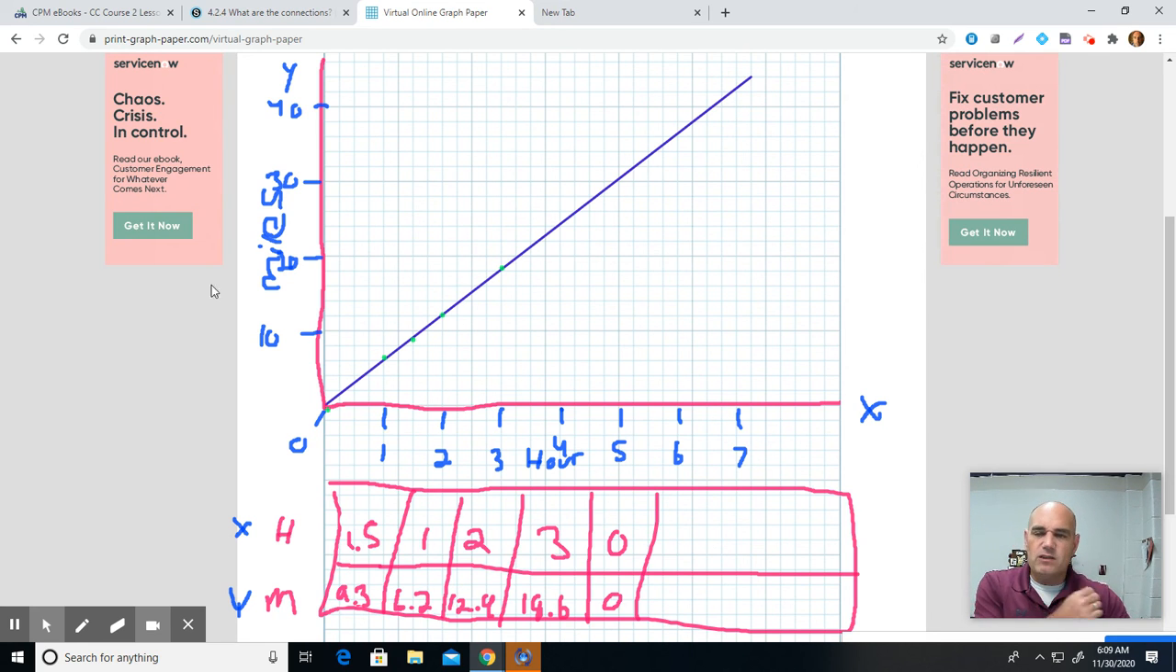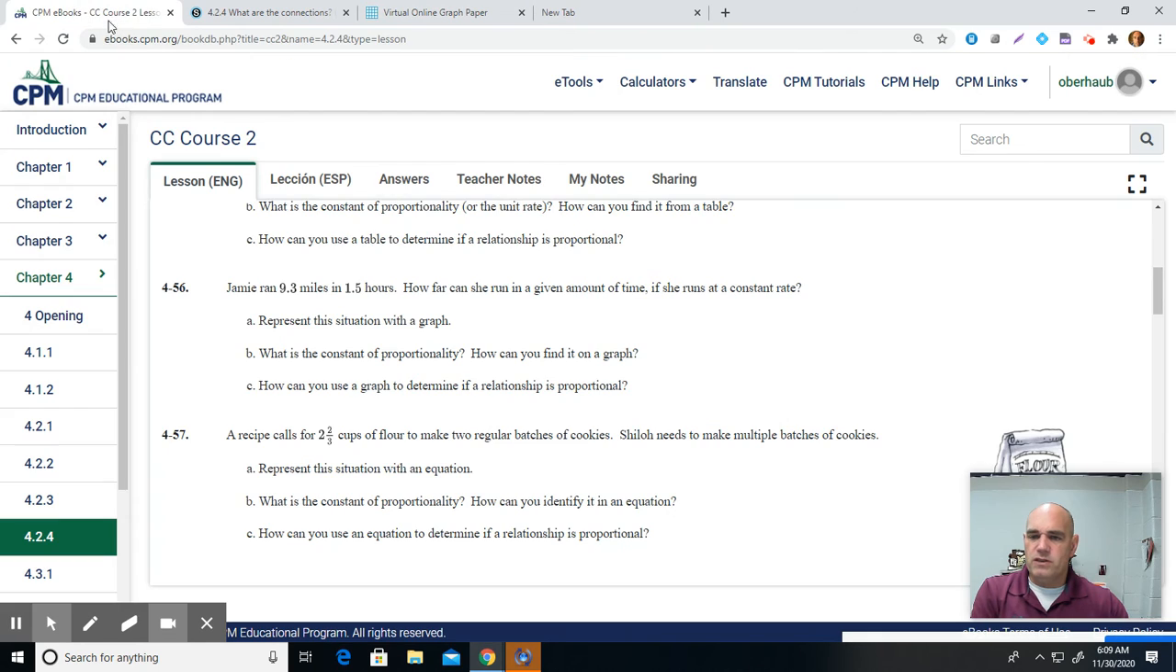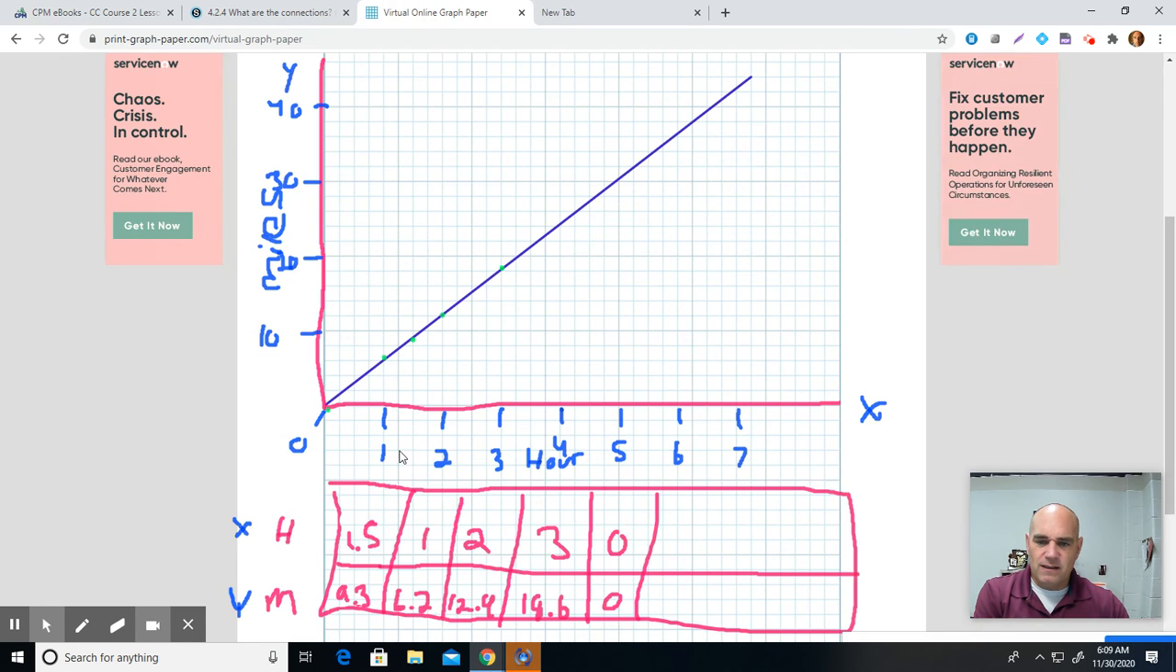All right. So back to our question now. We represent this as a graph, constant of proportionality. So this is my constant of proportionality. 1 hour is a little bit over 6, so 6.2. I can always find it right here on my graph. It's when x is 1. That's my constant of proportionality.